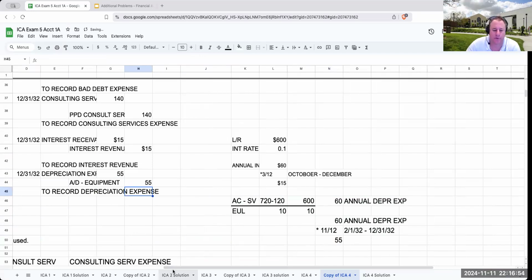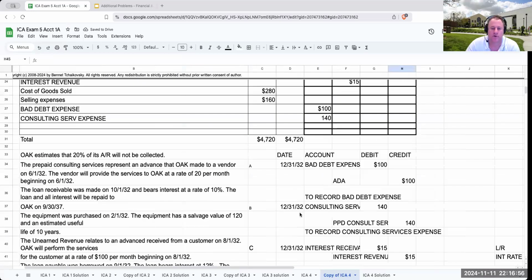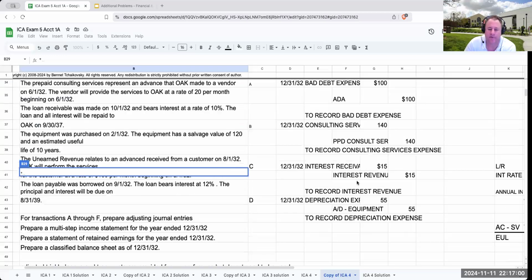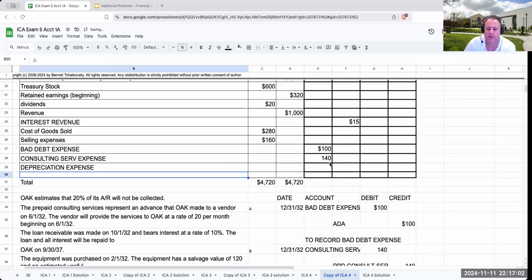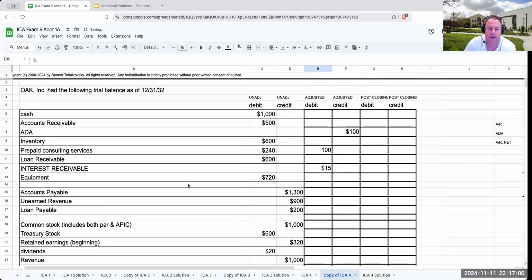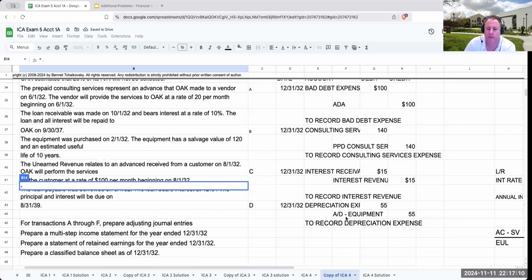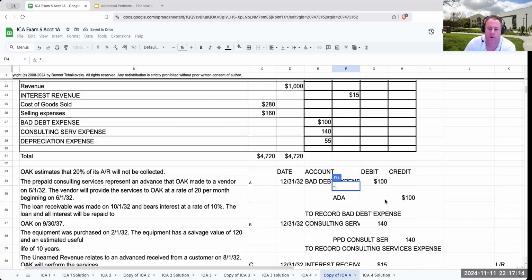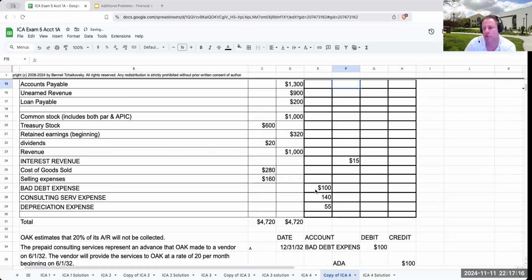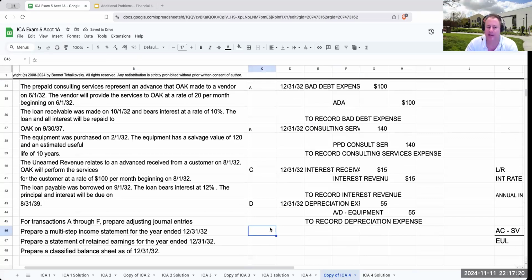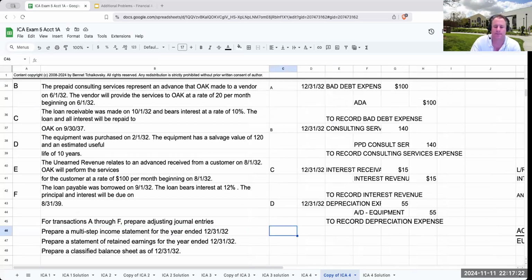So let's go through and put this into our trial balance. Over here, I'm going to have depreciation expense for 55. And then I'm going to have a credit over here to accumulated depreciation on equipment for 55. Remember, on the exams, if you keep yourself well organized, it's going to make it a lot easier down the road. Let's go ahead and go to the next one.